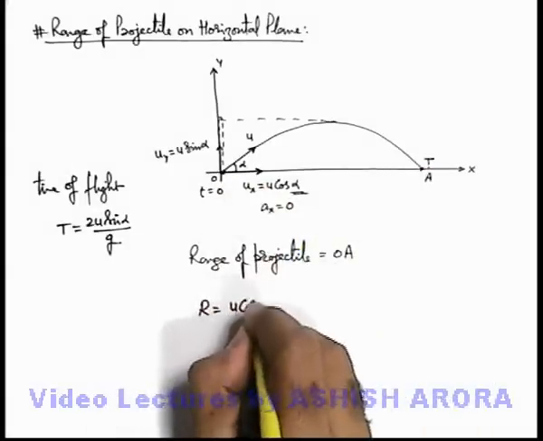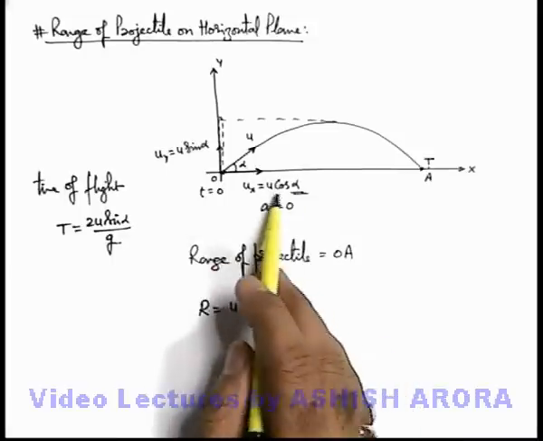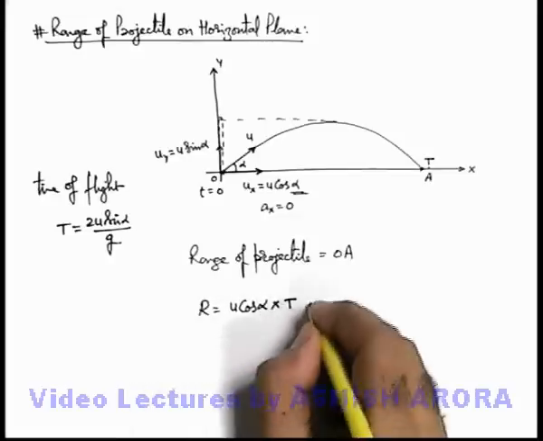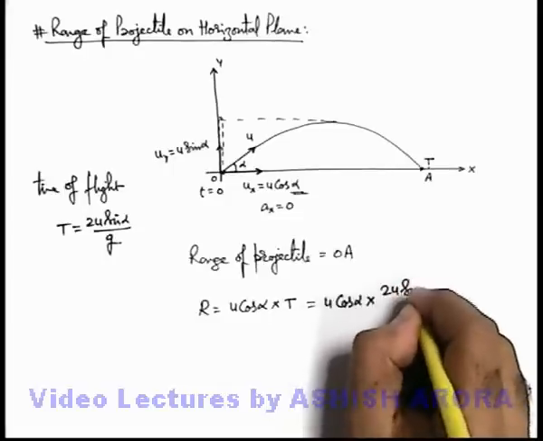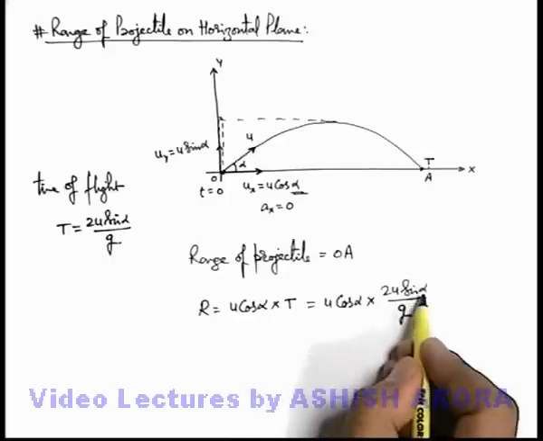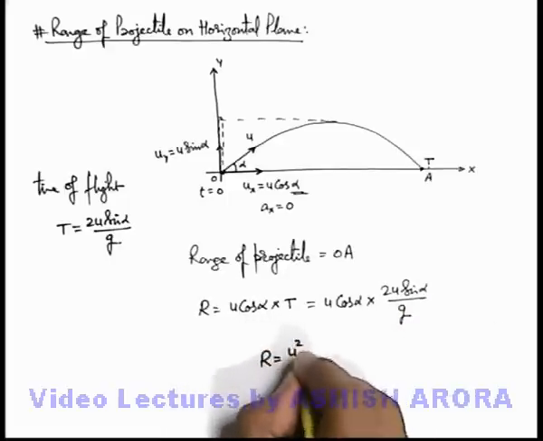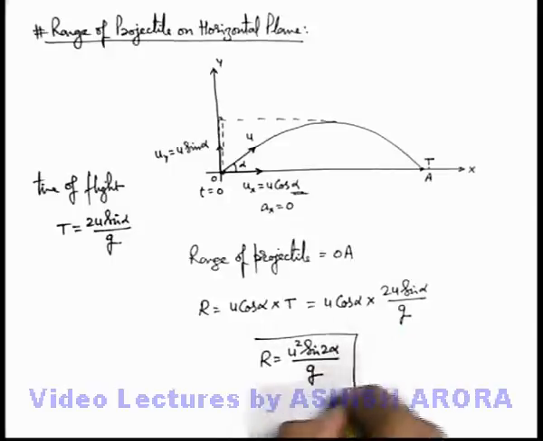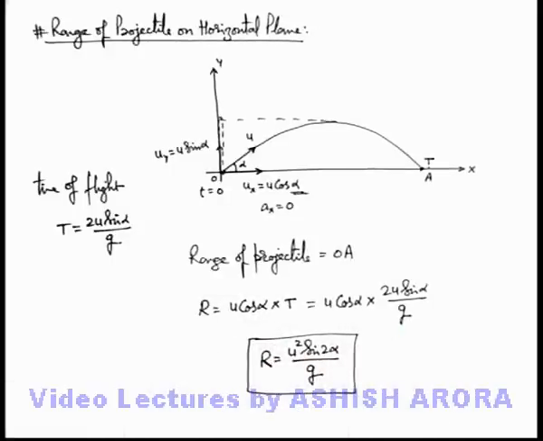That can be simply written as u cos alpha into time of flight. Because it was moving with uniform velocity, in time t it will travel the distance u cos alpha into t, that is u cos alpha into 2u sin alpha by g. Here you know well that 2 sin alpha cos alpha can be written as sin 2 alpha. So the range can be written as u square sin 2 alpha by g. This is the expression for horizontal range of the projectile motion.